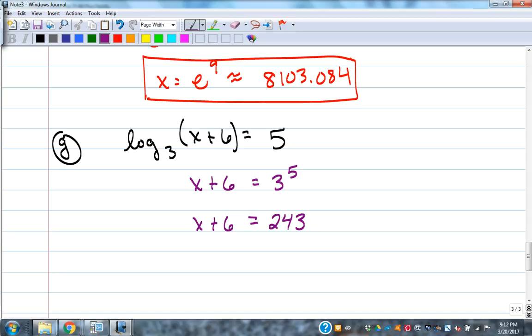Now I can get x by itself, right? Yeah. 237. Okay. That's not bad. That's pretty easy.